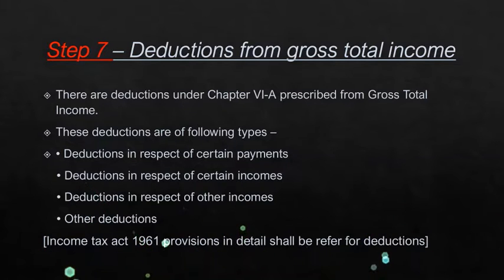Step 7. Deductions from gross total income. There are deductions under Chapter VI-A prescribed from gross total income. These deductions are of the following types. Deductions in respect of certain payments. Deductions in respect of certain incomes. Deductions in respect of other incomes. Other deductions. Income Tax Act 1961 provisions in detail shall be referred to for deductions.